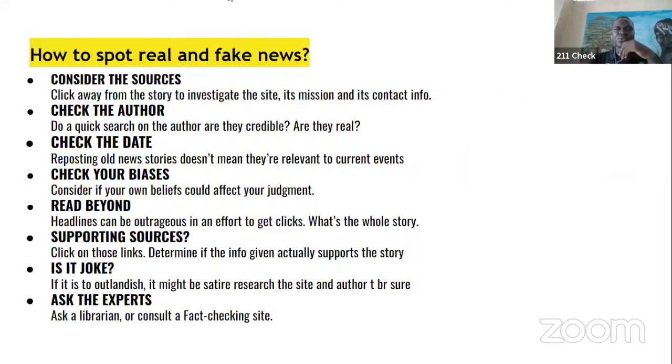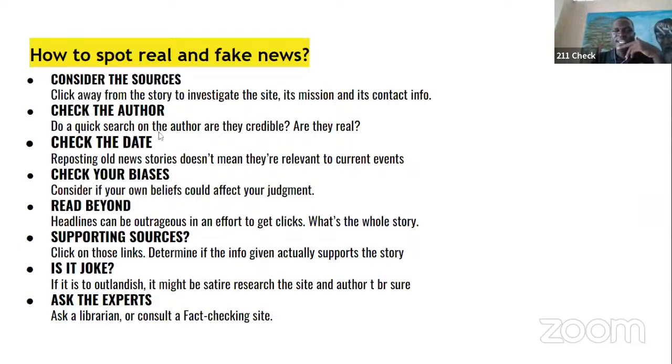And so like we said earlier, you need to consider the sources, click away from the story to investigate the site, the mission, and the contact information. You click away from the story, you investigate the website, the mission of the website, and you check out the contact information. Is there a way you are able to reach out independently to this website? And then you check the author.